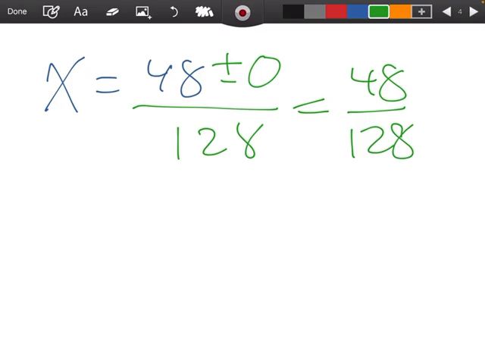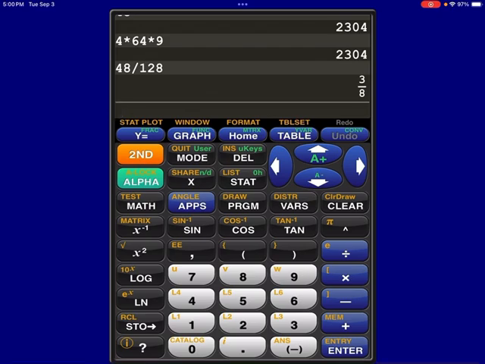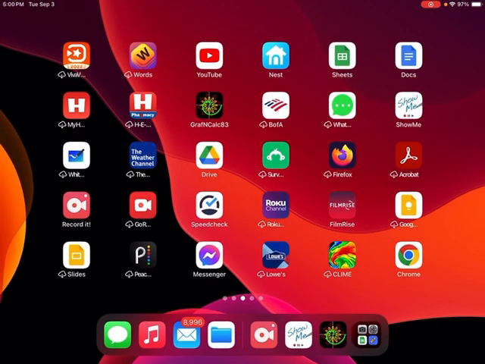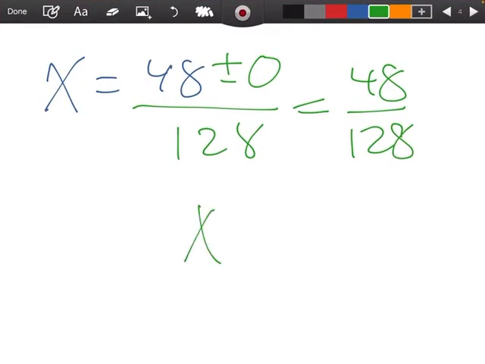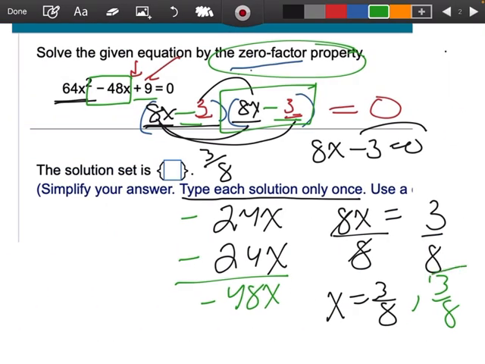Let's see what we can divide them both by. One thing we can do, guys, is go like this on our calculator. 48 divided by 128. You can hit enter and it reduces it for us. And we get x equals 3 over 8, right? Which was the same exact answer we got here.